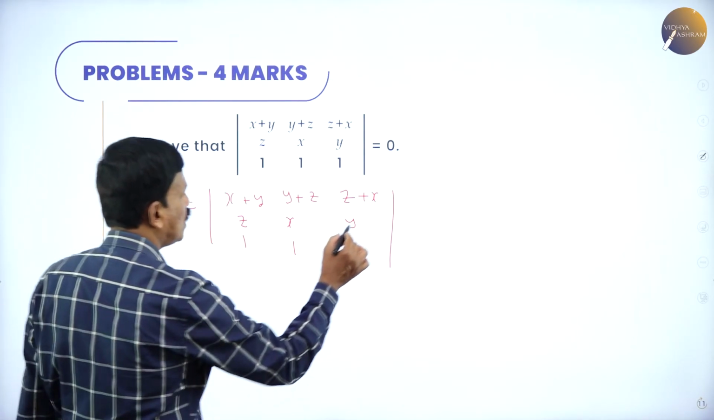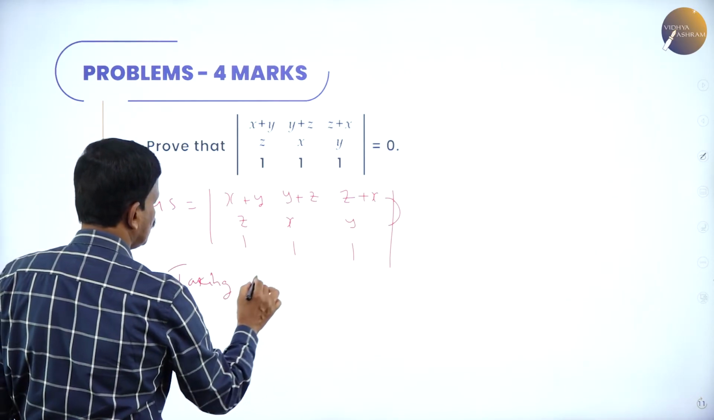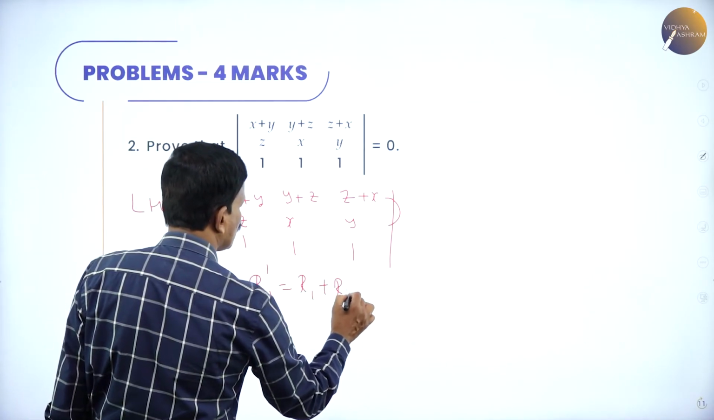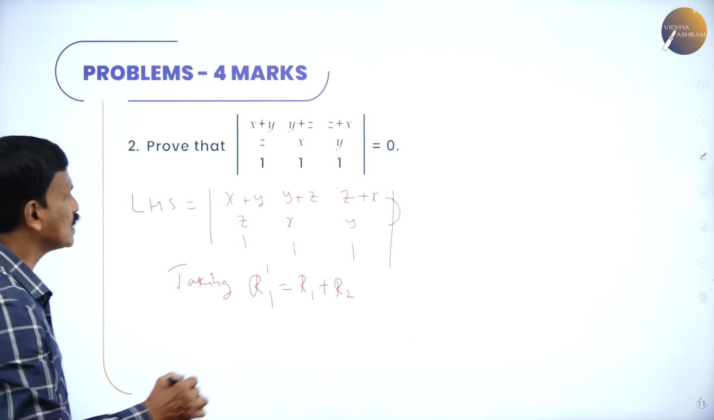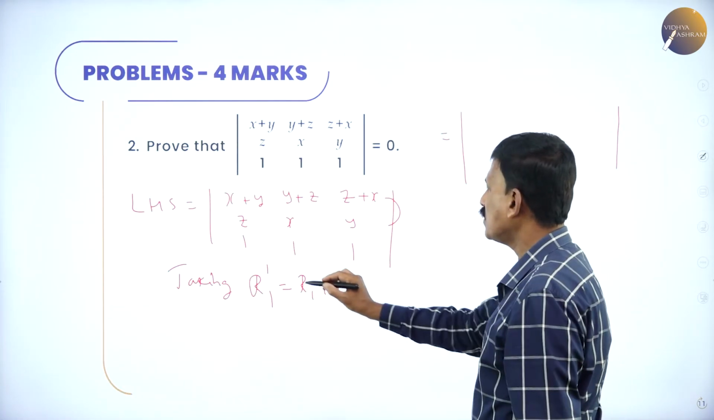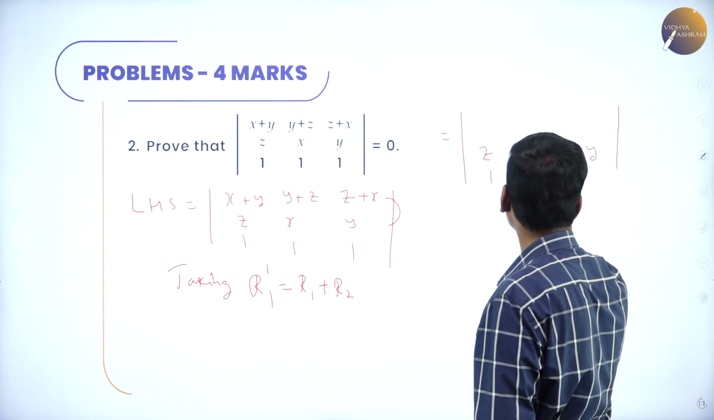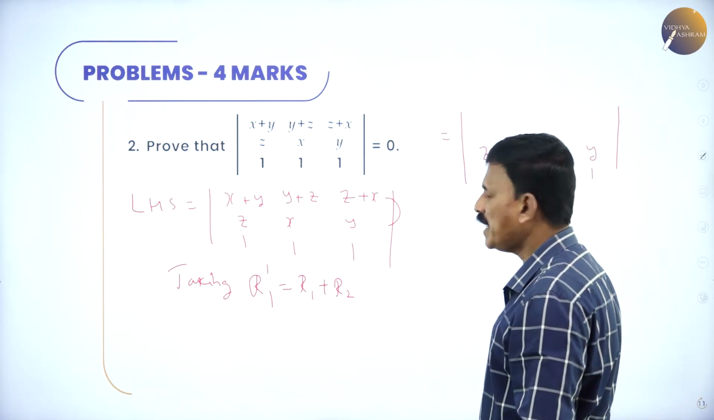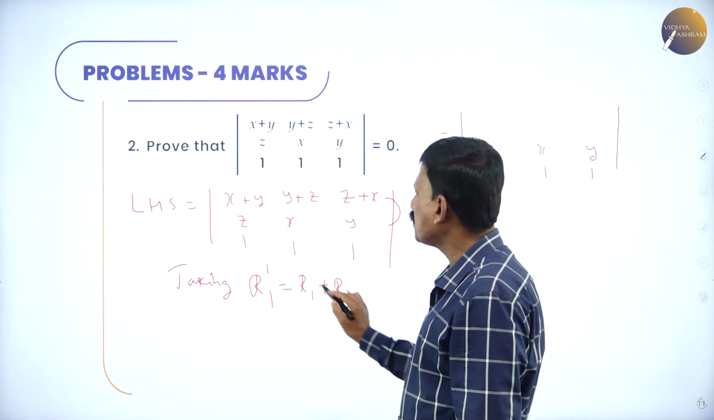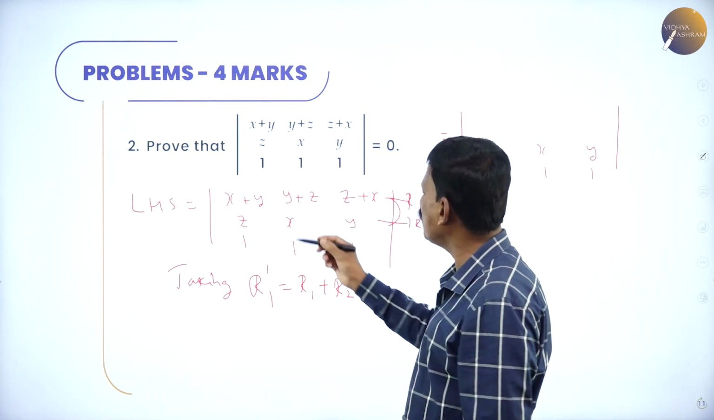Very simple. So add these two. That means taking, this is very important, R1 dash or R2 dash is equal to R1 plus R2. Taking the first row, just keep the second and third rows as they are. What is the second row? Z, X, Y. Third row 1, 1, 1. Adding R1 plus R2, first element of row 1 and first element of row 2.